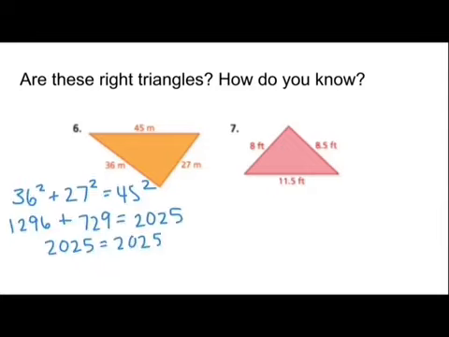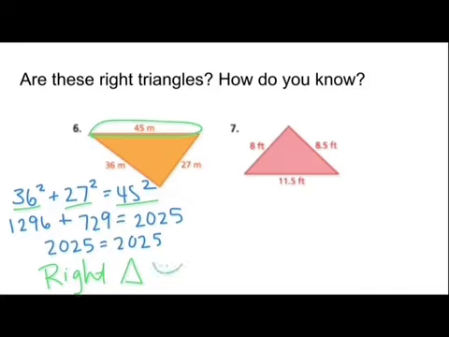All right, for this first one, we know that the hypotenuse is your longest length if, in fact, this is a right triangle, and so we would plug in for a squared plus b squared equals c squared, and we end up with 2025 equals 2025, and since our a squared plus b squared did, in fact, equal our c squared, then we know that this is a right triangle. Yay! All right, let's see if you got the next one correct.